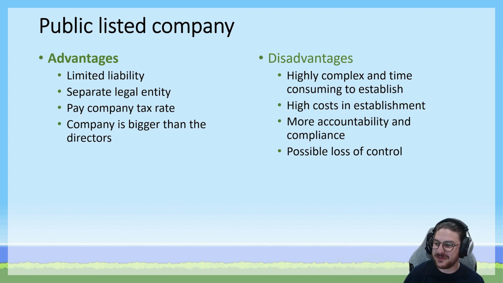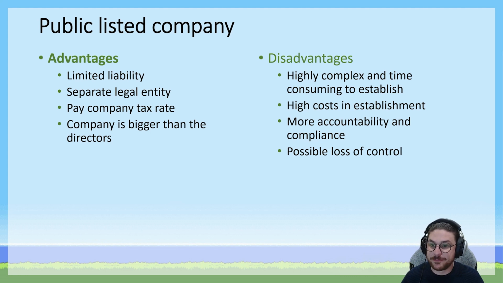Advantages for a public listed company include the limited liability, the fact that it's a separate legal entity, the fact that it pays a company tax rate and is bigger than the directors. And we should also say that a public listed company doesn't have the disadvantage of a private limited company. If a public listed company wants to raise capital through selling shares, it's free to do so, and it can do that quite rapidly.